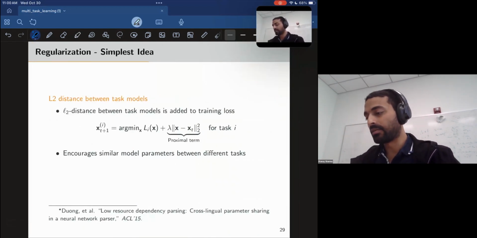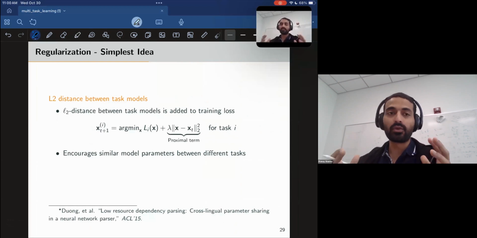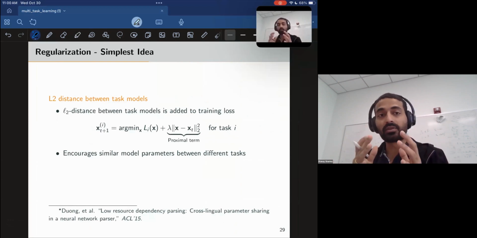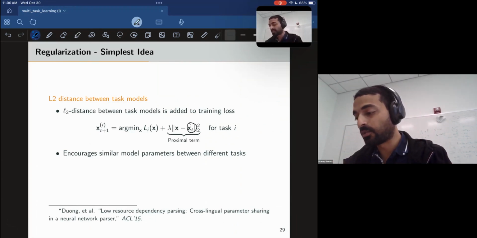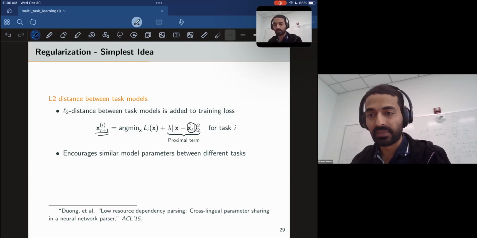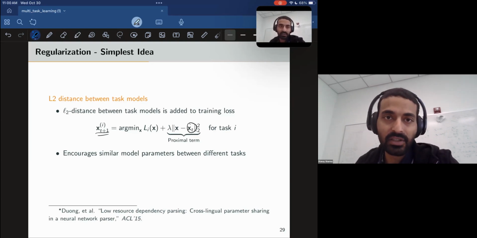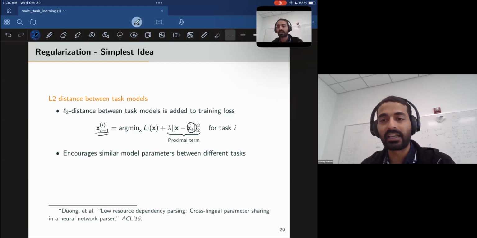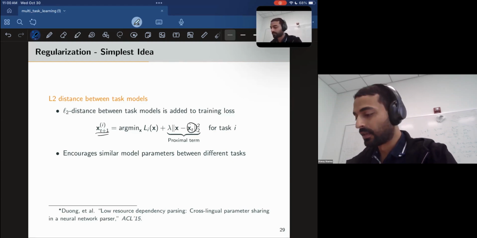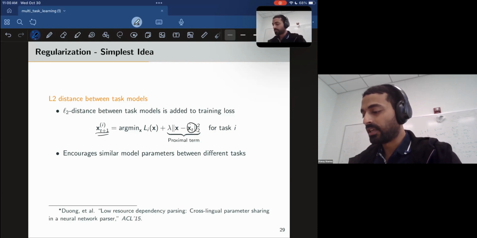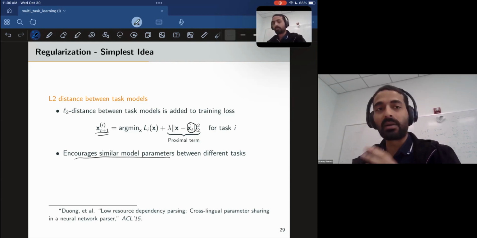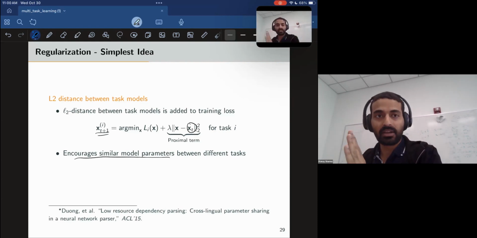And as I said, because we are enforcing that the models are closer to this global model, the task models are closer to this global model from time t. It can be an average, right? It can be a simple average. It can be something cleverer than that, but yeah. So we are encouraging model parameters across tasks to be similar.